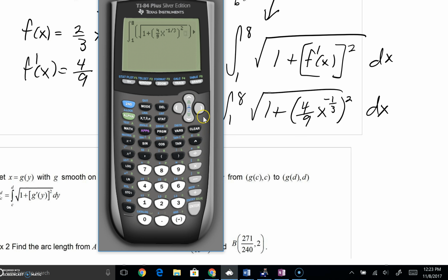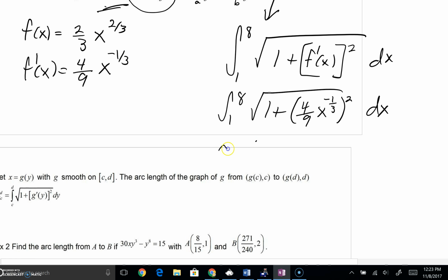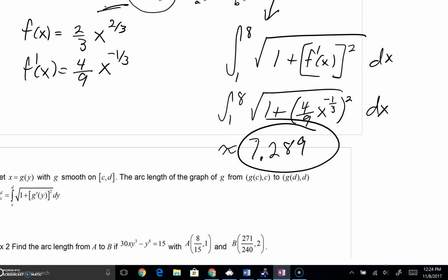But you don't have to. But look, that's pretty much all you've got to do except to hit dx. You hit enter, and you will get 7.289. That is your arc length. Like we said, if the curve could be thought of as a rope laid on the curve, that would be the length of the rope when you stretch it out, right? So that's pretty cool that you can actually find that.